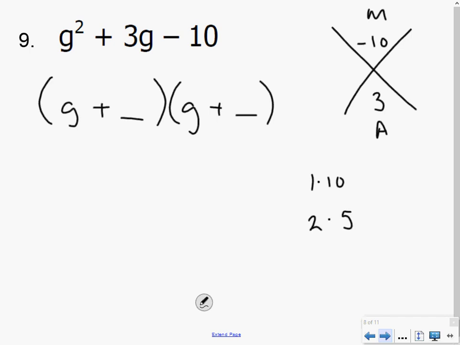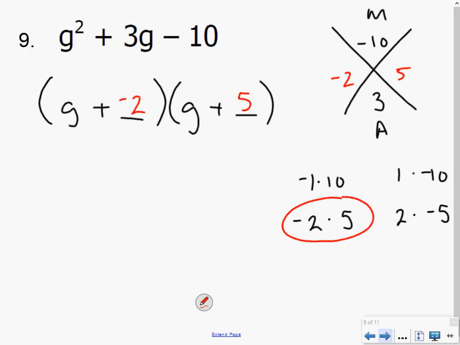So let's duplicate this because we know that we have two cases. Either the 1 is negative or the 10 is negative. The 2 is negative or the 5 is negative. We need to find the combination that adds to positive 3, which would be negative 2 and positive 5. So now we get G plus negative 2, G plus 5. And just like last time, we're going to change this G plus negative 2 to G minus 2.